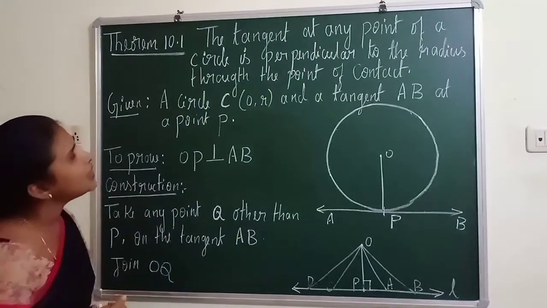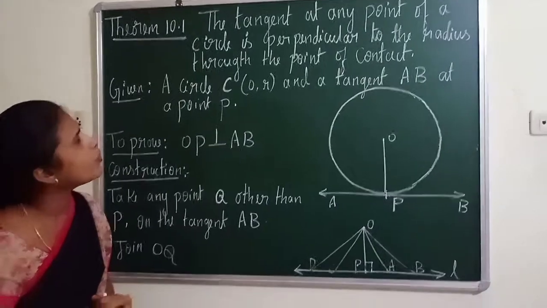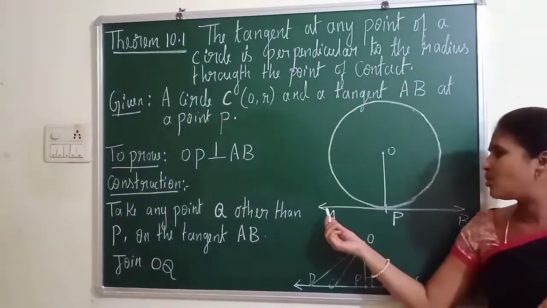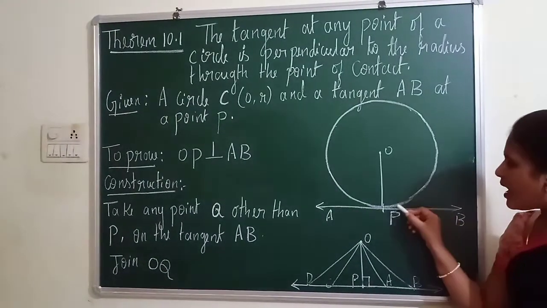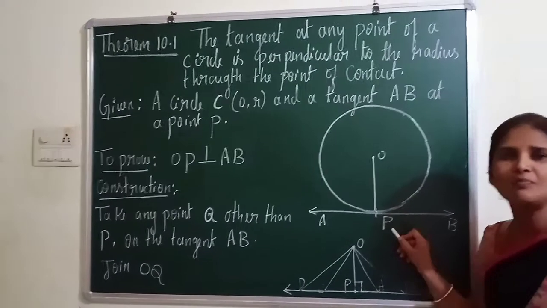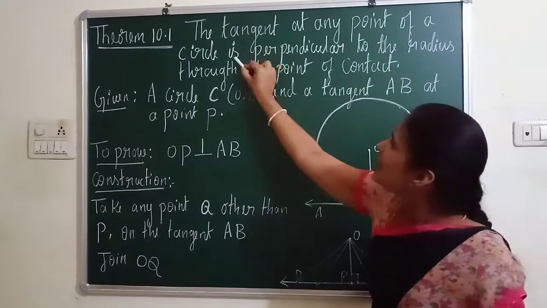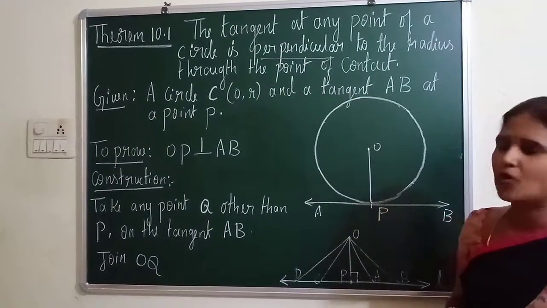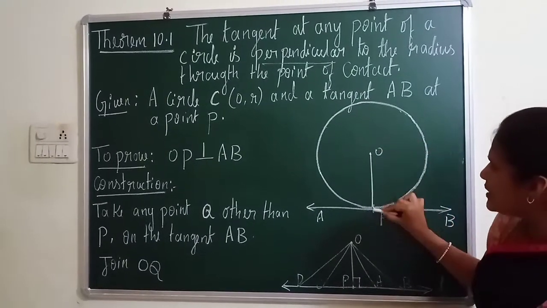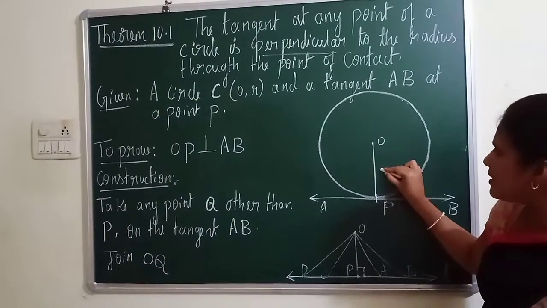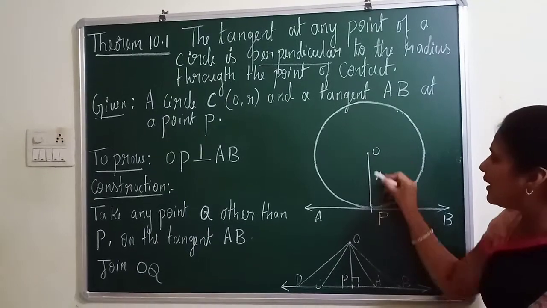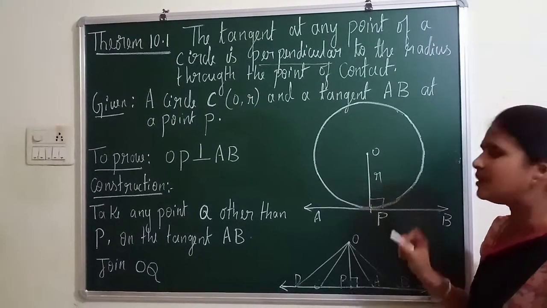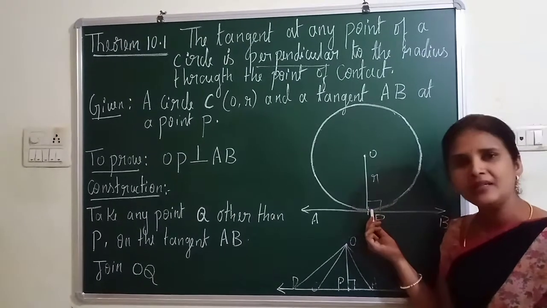So again let me read this. The tangent at any point of a circle. Here I have drawn a tangent AB at a point of a circle, that is P, which is perpendicular to the radius through the point of contact. So what is the radius here? You can see here OP is a radius. So I have to prove that this radius is perpendicular to the tangent, which means I have to prove that the angle is 90 degrees.